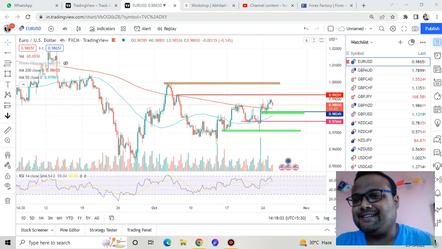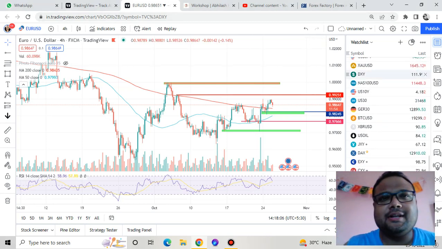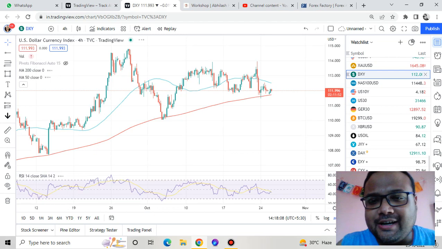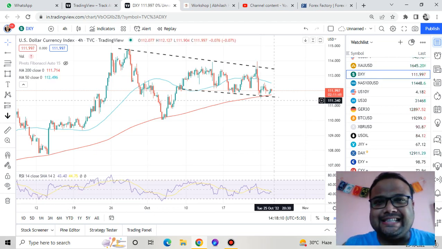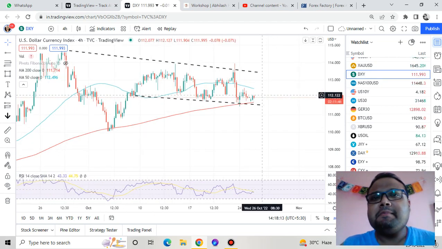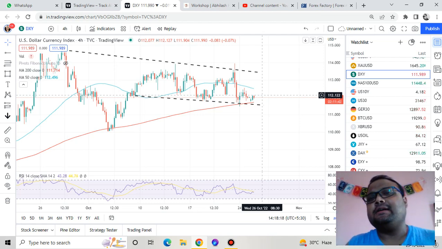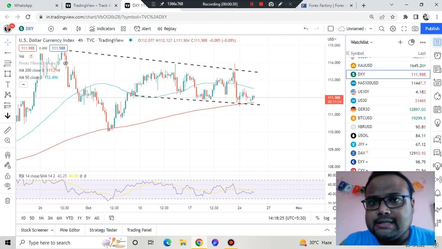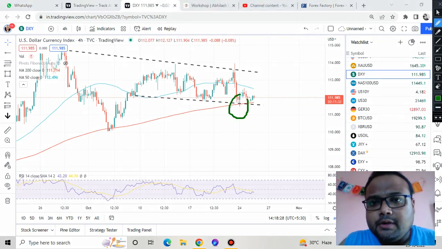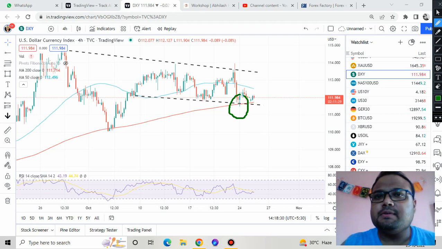So let's get started. First of all, let's have a look at the chart of DXY, the US Dollar Currency Index. As we can see, after Monday market opening, there has not been much change or volatility on the chart of DXY, gold, Euro USD and others. Market is silent. We have already discussed that when market took support at the 200 moving average, DXY bounced immediately. But after that there has not been much volatility in the market.